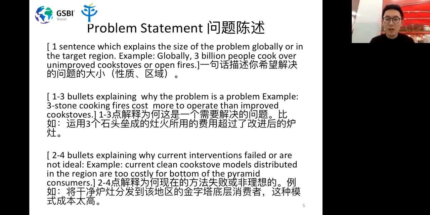whole presentation, the next slide is how we can really state clearly about the problem. So there are three elements about the problem statement. The first thing is what is the size? The second thing is why it is a problem. And the third thing is, is there any existing solution? And why is the existing solution not working well?